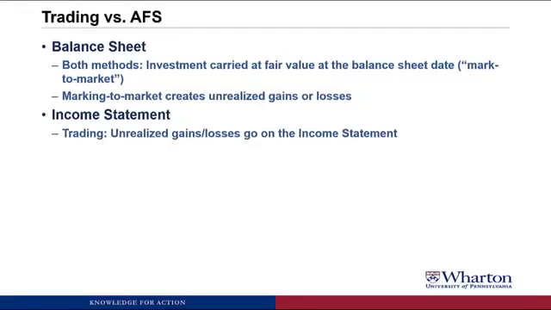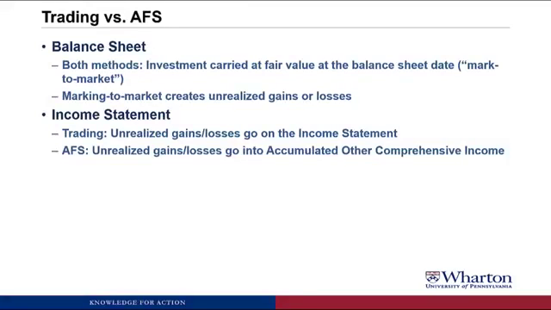So when we go to the income statement, for trading securities, unrealized gains and losses are going to go directly on the income statement. So if you're holding shares of Microsoft stock over the quarter, it goes up in value, you get an unrealized gain. That unrealized gain goes on the income statement as part of your net income. For available for sale securities or AFS securities, that unrealized gain or loss is going to go into something called accumulated other comprehensive income, or as we're going to call it, AOCI.